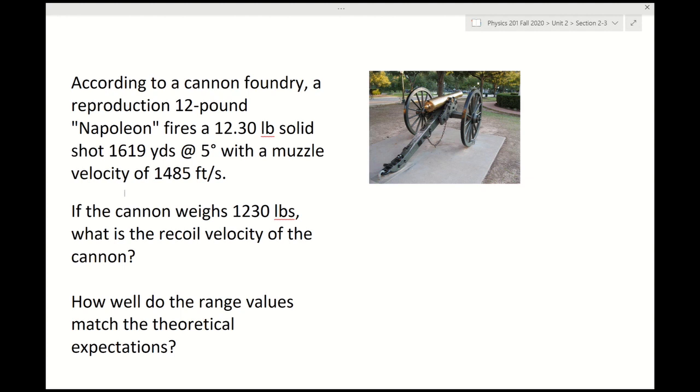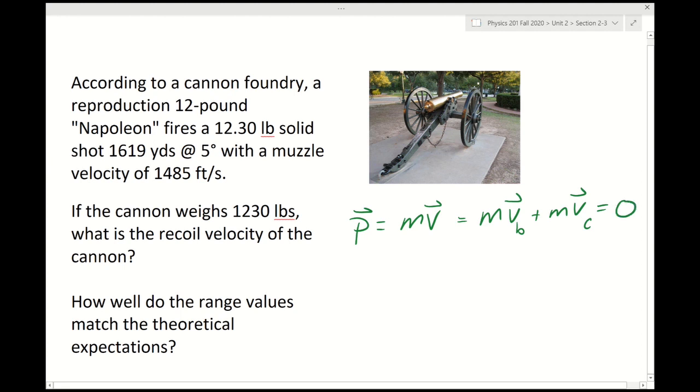Okay, so while we could convert all of these numbers to begin with, we don't really need to. We can go ahead and say that momentum is equal to mv, right? It is conserved. So that means that the momentum of the ball plus the momentum of the cannon has to equal, when they're sitting there at rest, nothing's moving, 0.